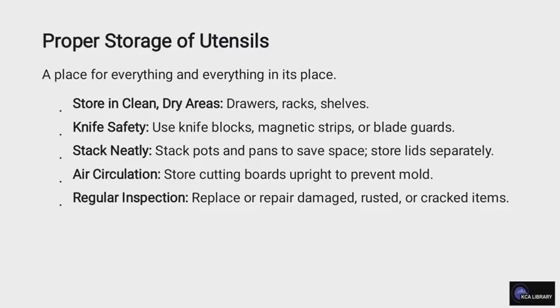Proper storage of utensils. Number one, you store in clean, dry areas like drawers, racks, shelves. Two, knife safety. Use of a knife block, magnetic strip, or blade guard is important. You stack neatly. Equipment like pots and pans are to be stacked to save space. Also, you store the lids separately. Air circulation: store cutting boards upright to prevent mold.